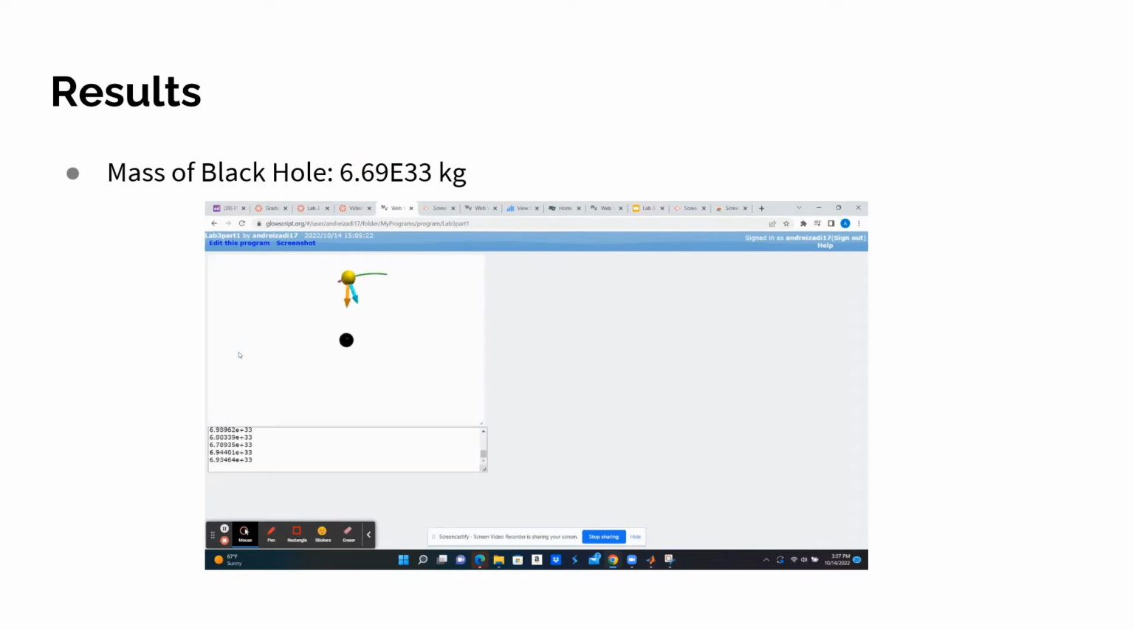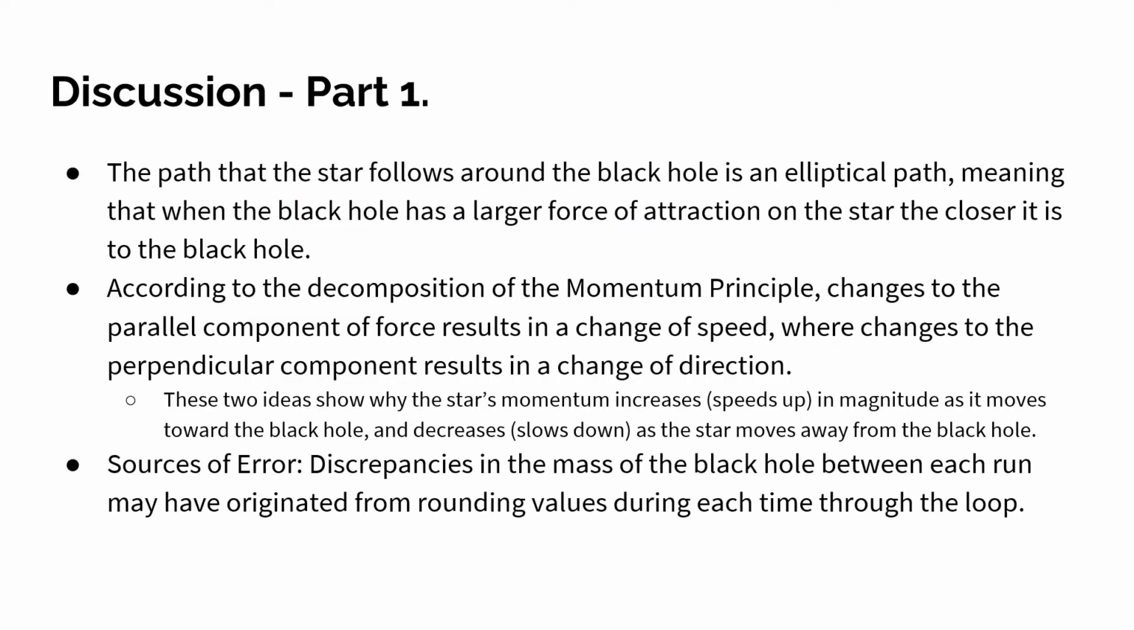The mass of the black hole yielded by this code was 6.69 times 10 to the 33rd kilograms. And below you can see the shape of the orbit, which was yielded by this code as well. The path that the star follows around the black hole is an elliptical path, meaning that the black hole has a larger force of attraction on the star the closer it is to the black hole.